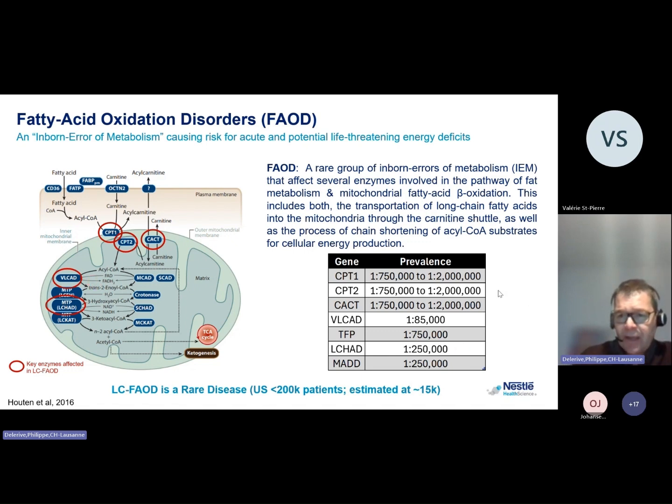You see in the small table here, I put the prevalence of these mutations. Those are the numbers for the United States, where newborn screenings have been in place for quite some time now. So we have very accurate calculations here. And today we estimated within the project team that we have roughly 15,000 patients currently affected with long-chain fatty acid oxidation disorders. So it's considered a rare disease according to the FDA standards.